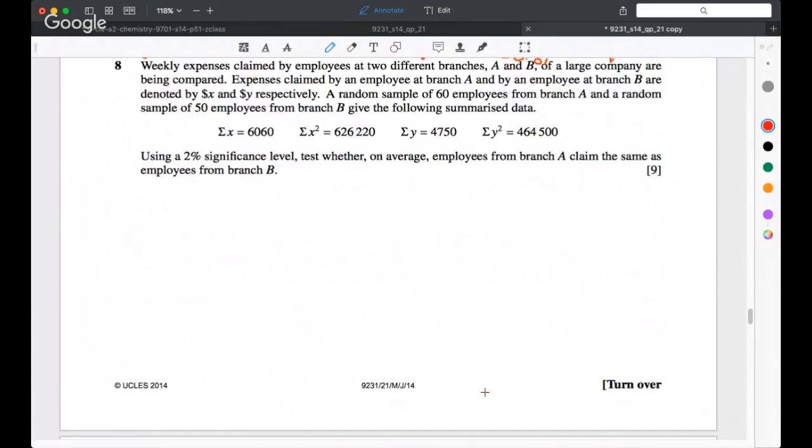Well, with hypothesis testing, we should always write out our null hypothesis, H0, which is that mu x is equal to mu y, so the mean spending is the same. And the alternative hypothesis is that mu x is not equal to mu y.